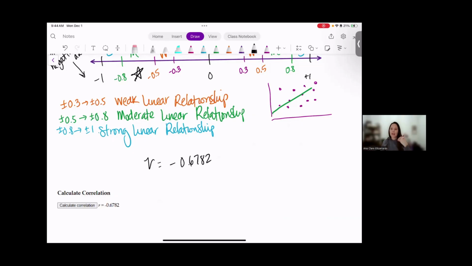Okay, so whenever you're asked to describe the relationship between the two variables, you look at R to tell you what's the sign, what's the strength, and then you look at the graph to tell you whether it's linear or not.